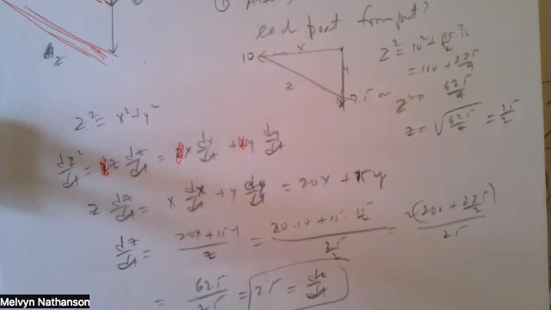And so when we have a boat traveling west at 20 miles an hour and a second boat traveling south at 15 miles an hour, the distance between them is increasing. And after 30 minutes, the distance between the boats is increasing at a rate of 25 miles an hour.